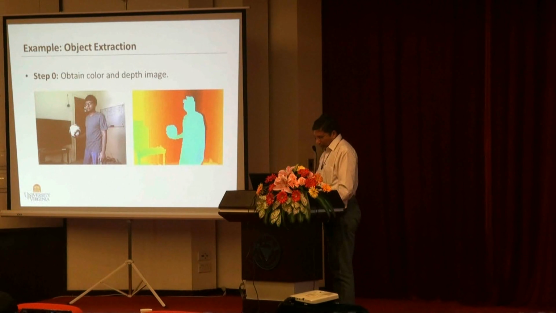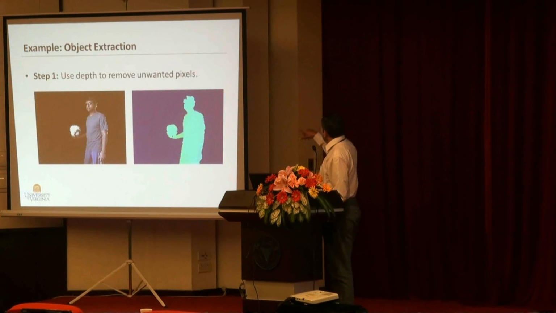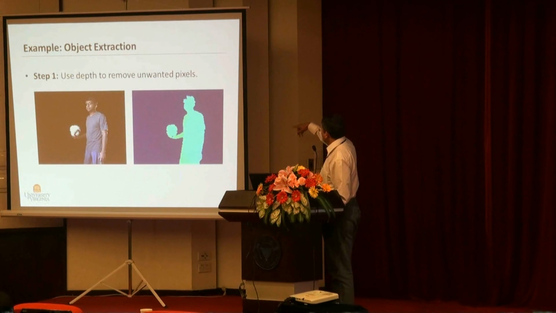So this is an image of a guy with a football and some background. On the right side, you have the depth image information coming from Kinect. And you can just pick the part that has the same depth. So that tells you that there's a guy with a football in his hand.